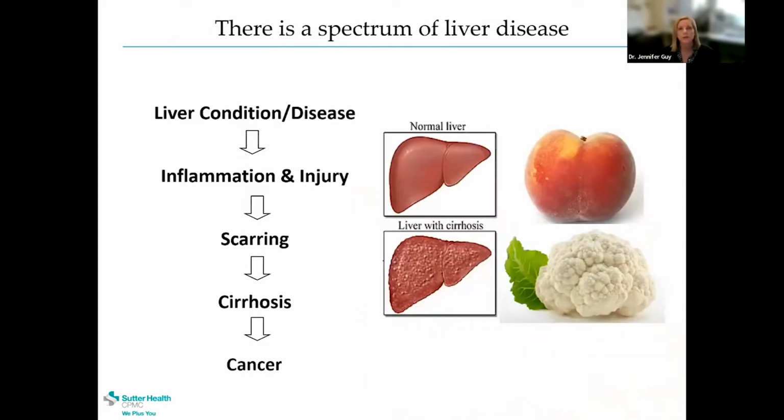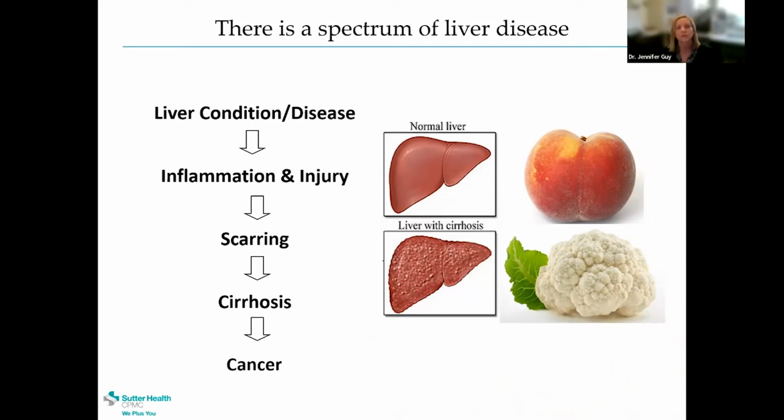So there's an important spectrum of liver disease that was also mentioned. And sometimes we use the word disease and people automatically get worried that it's the worst case scenario, and that's not necessarily the case. And so I put liver condition here just to remind us that indeed there is a spectrum.